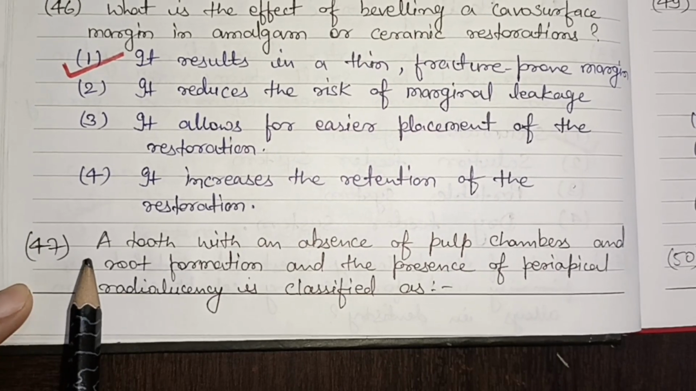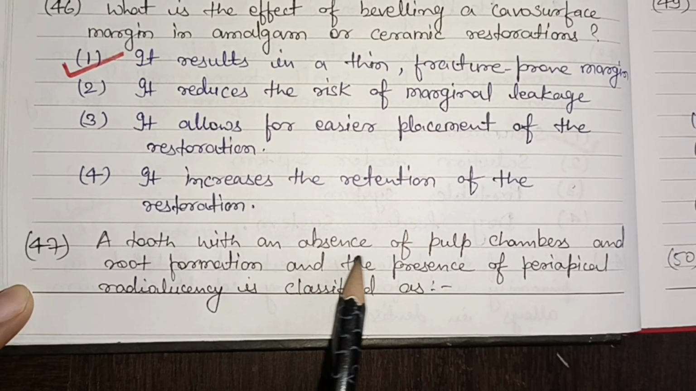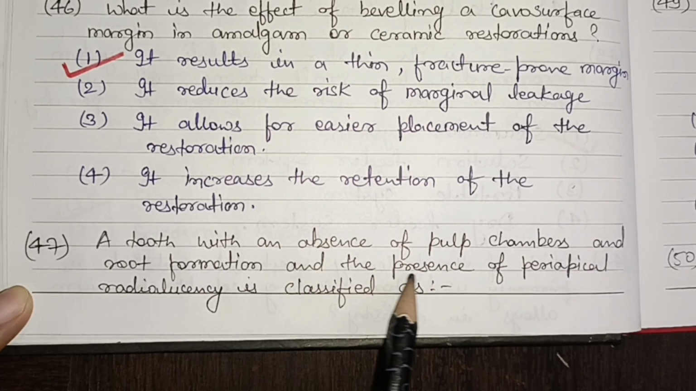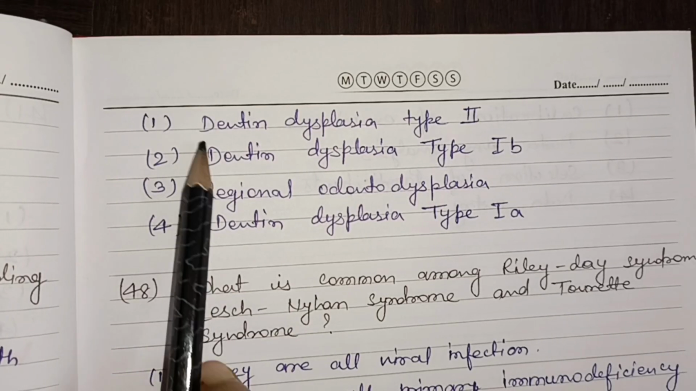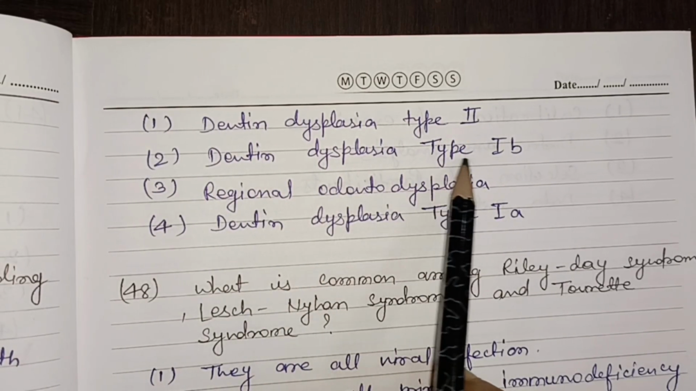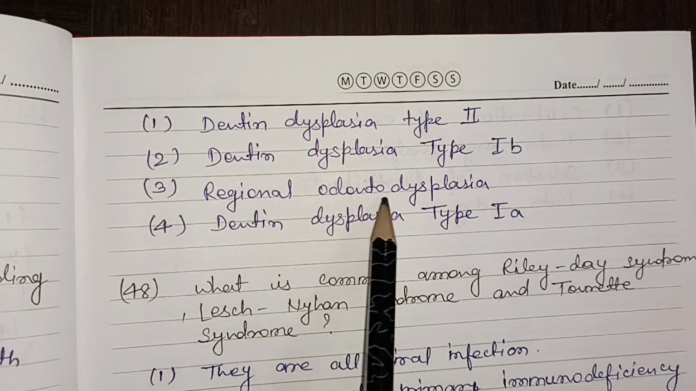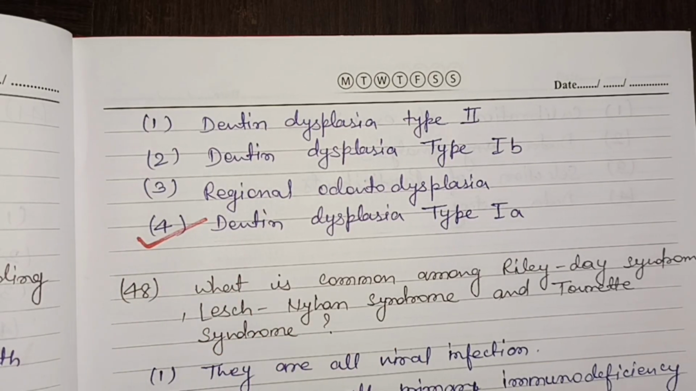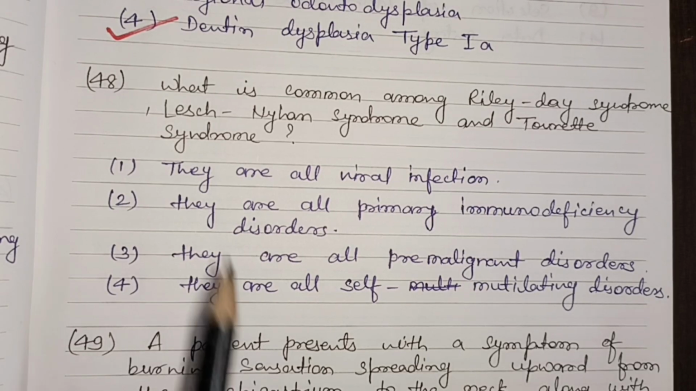Question 47 is, a tooth with an absence of pulp chambers and root formation and the presence of periapical radiolucency is classified as option 1 dentine dysplasia type 2, 2. Dentine dysplasia type 1b, regional odontodysplasia, dentine dysplasia type 1a. And the correct answer is option 4, dentine dysplasia type 1a.